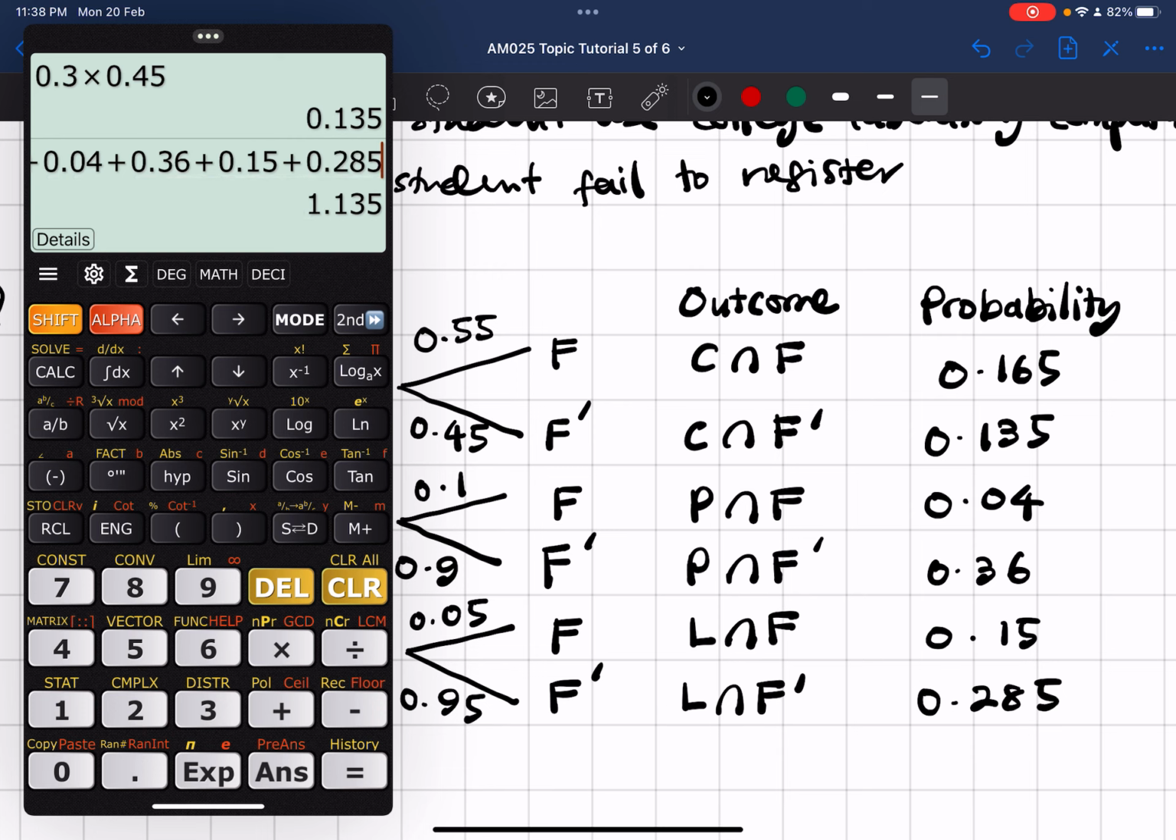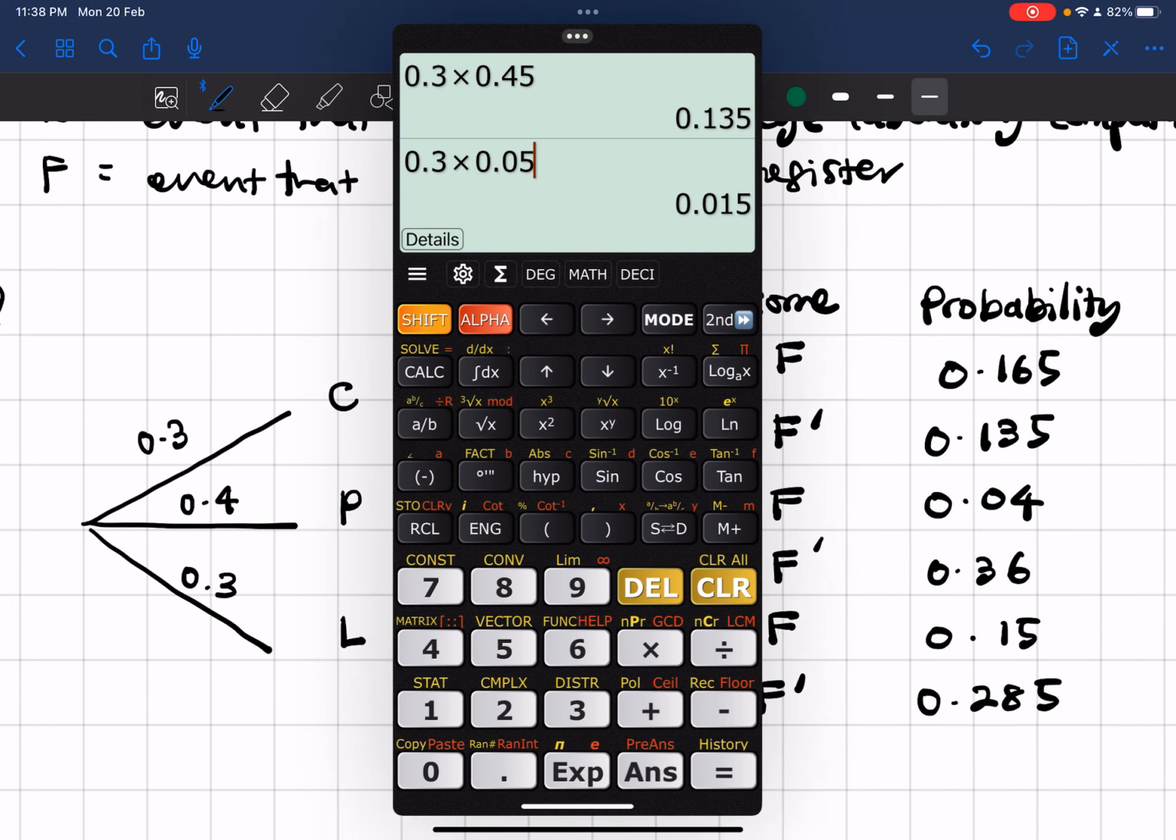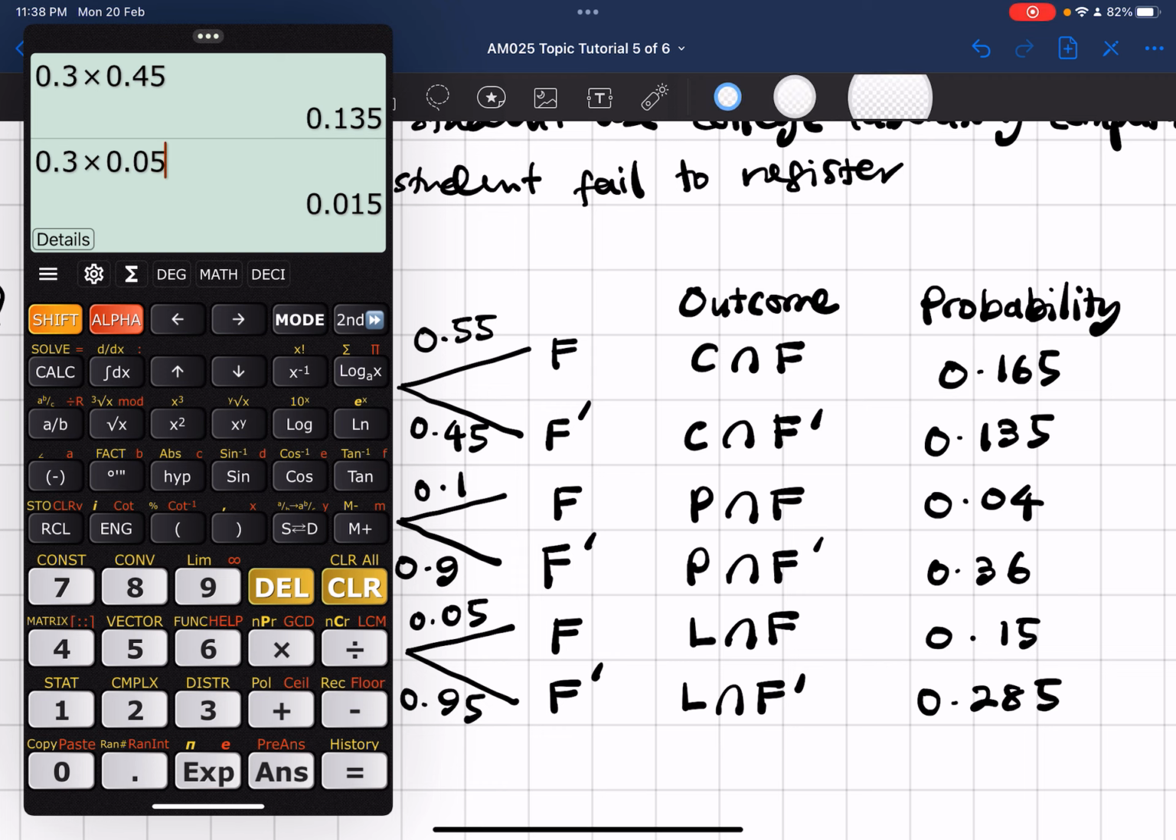Whoopsie, I think I made a mistake here. What is my mistake, by the way? 0.3 times 0.05. Oh yes, here, this is my mistake. It is 0.015 actually. Okay, so this is how we check whether our multiplication of the probability of each branch is correct or not.